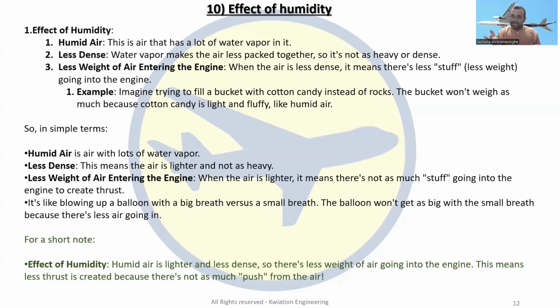All right. So in simple terms, humid air is air with a lot of water vapor, and less dense means the air is lighter and not as heavy. So less weight of air is entering the engine. When the air is lighter, it means there is not as much stuff going into the engine to create thrust. So for a short note, remember the effect of humidity: humid air is lighter and less dense, so there's less weight of air going into the engine. This means less thrust is created because there's not as much push from the air. High density, high thrust. Less dense, less thrust.